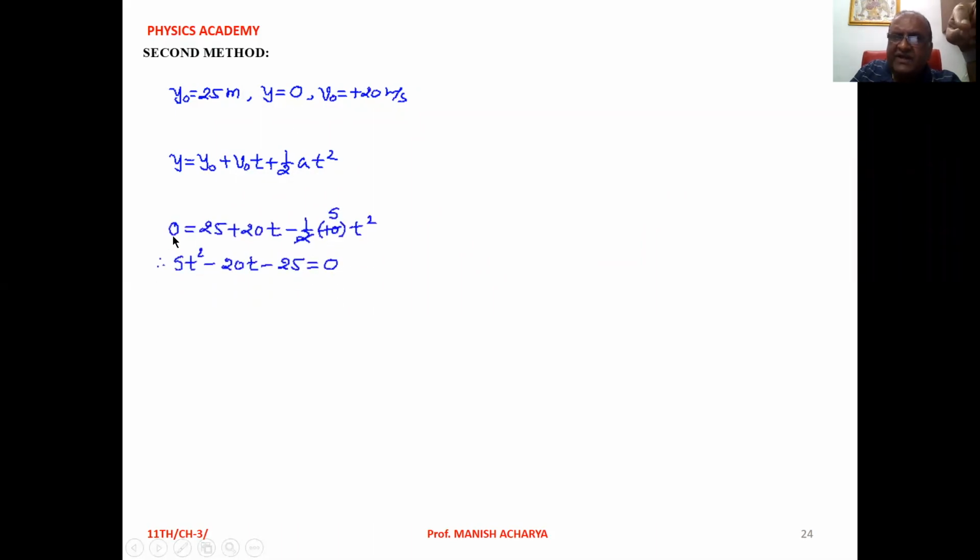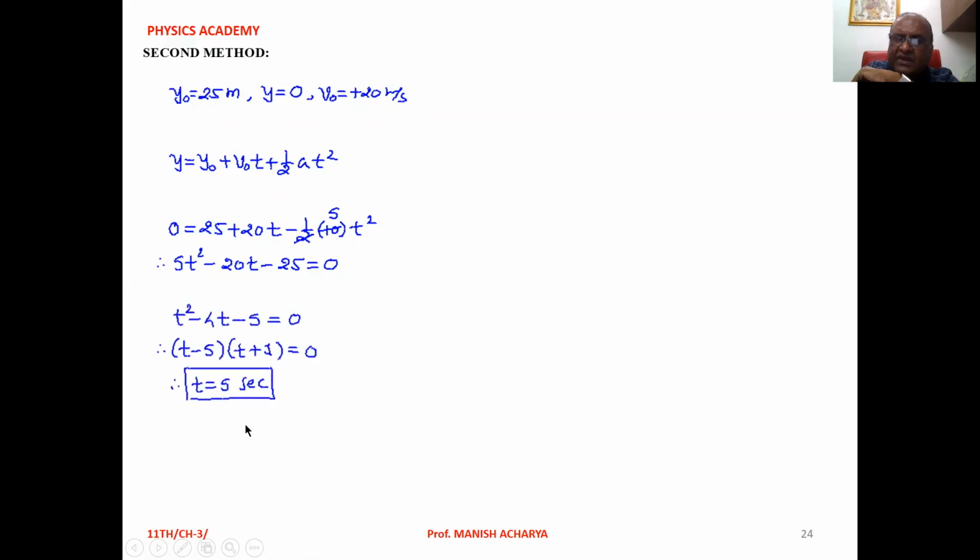Final position when it hits the ground is 0, because the ground is taken as the reference, and with respect to that we consider the position. So y0 is 25, v0 is 20, and half acceleration is minus 10, into t squared. So our equation turns to 5t squared minus 20t minus 25. Here a negative answer for the time is not permissible. So you will get the direct answer for time t, that is 5 seconds. Clear to all of you?